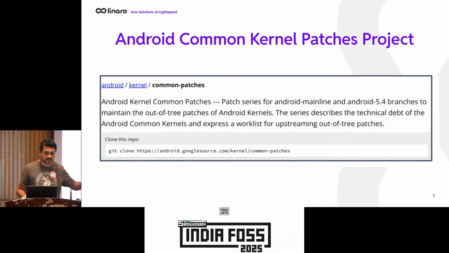So you can have a detailed look at the Android common kernel patches. This is where the patches are hosted, on android.googlesource.com. Last time I checked, there were about 180 plus patches, which mostly include the GKI defconfig changes, your vendor hooks, a few binder patches, ashmem, and DMA-BUF and DMA heap patches as well.